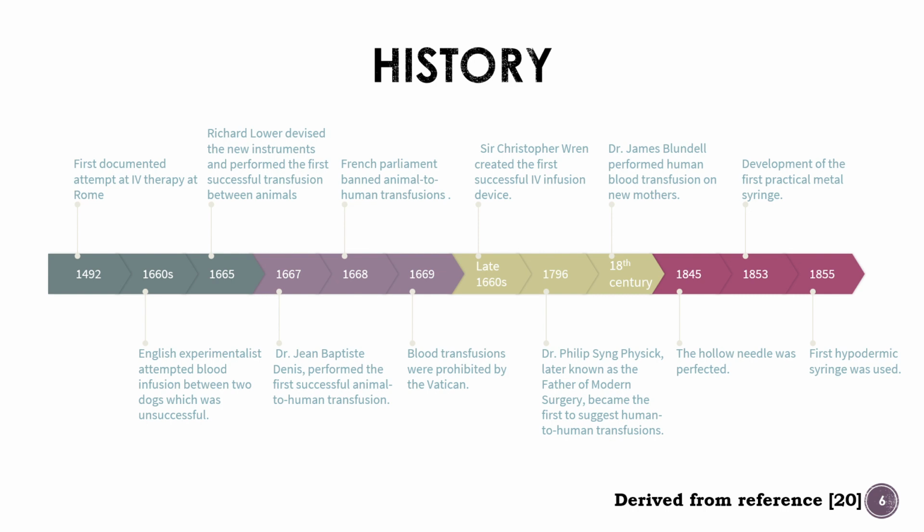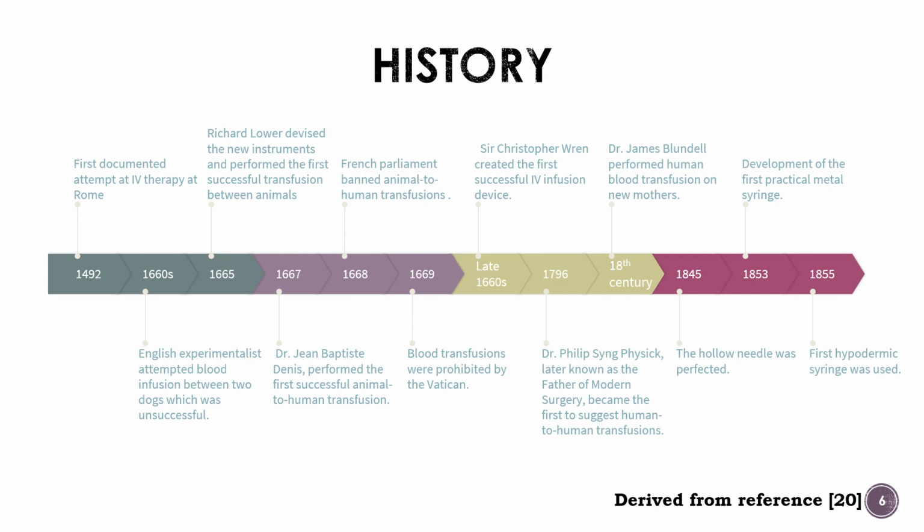However, the primitive equipment proved to be a problem. Quills were far too flimsy and delicate and could not be easily fixed into blood vessels. Silver was the next choice due to its malleability and firmness. Wren's colleague Richard Lower devised the new instruments and performed the first successful transfusion between animals in 1665.